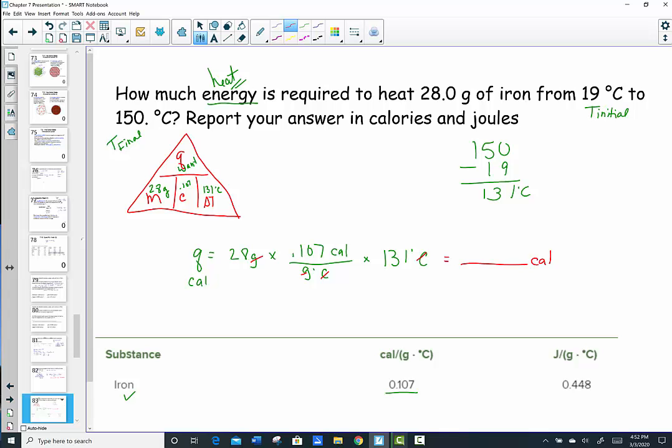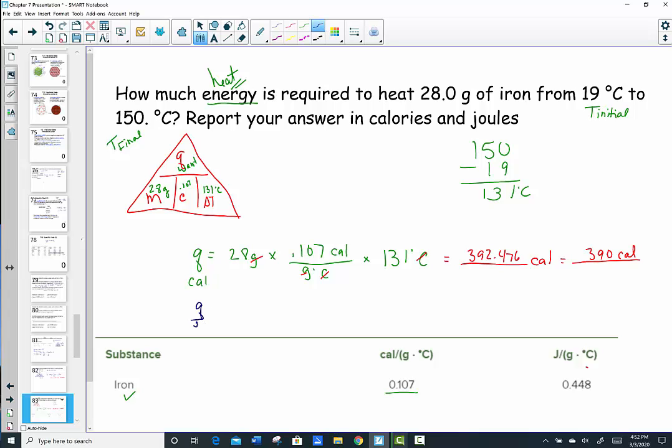28 times 0.107 times 131. My screen reads 392.476, and let's just make sure we give that, looks like 2 sig figs. Shall we write 390 calories? What about in joules?